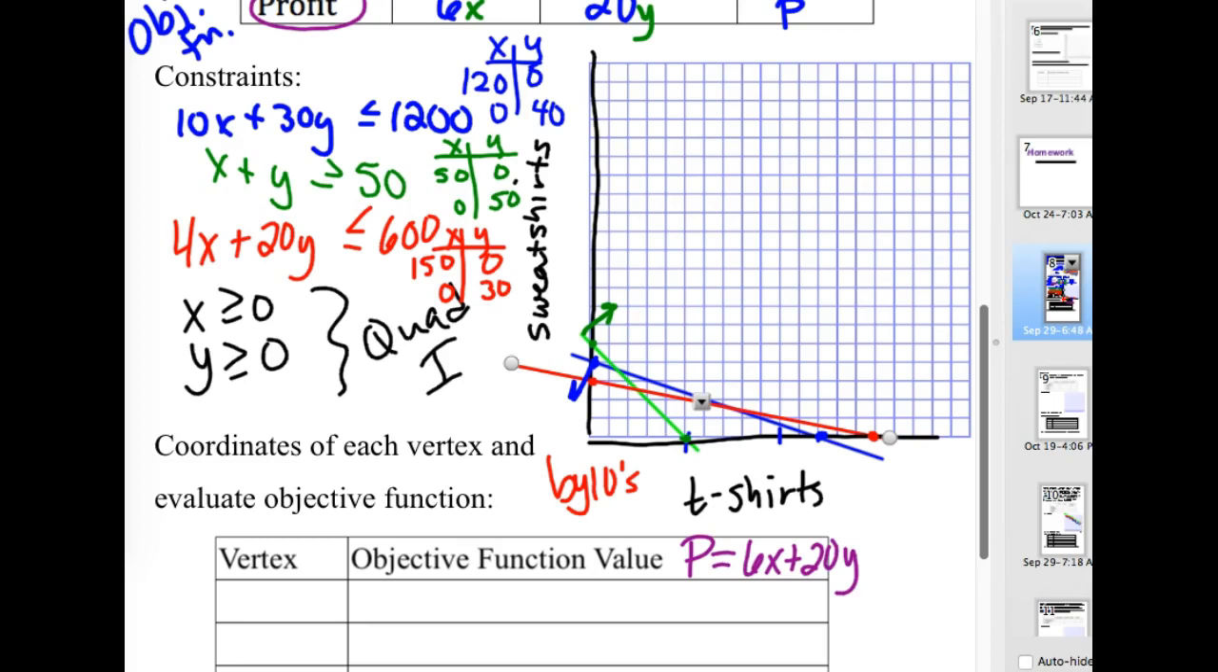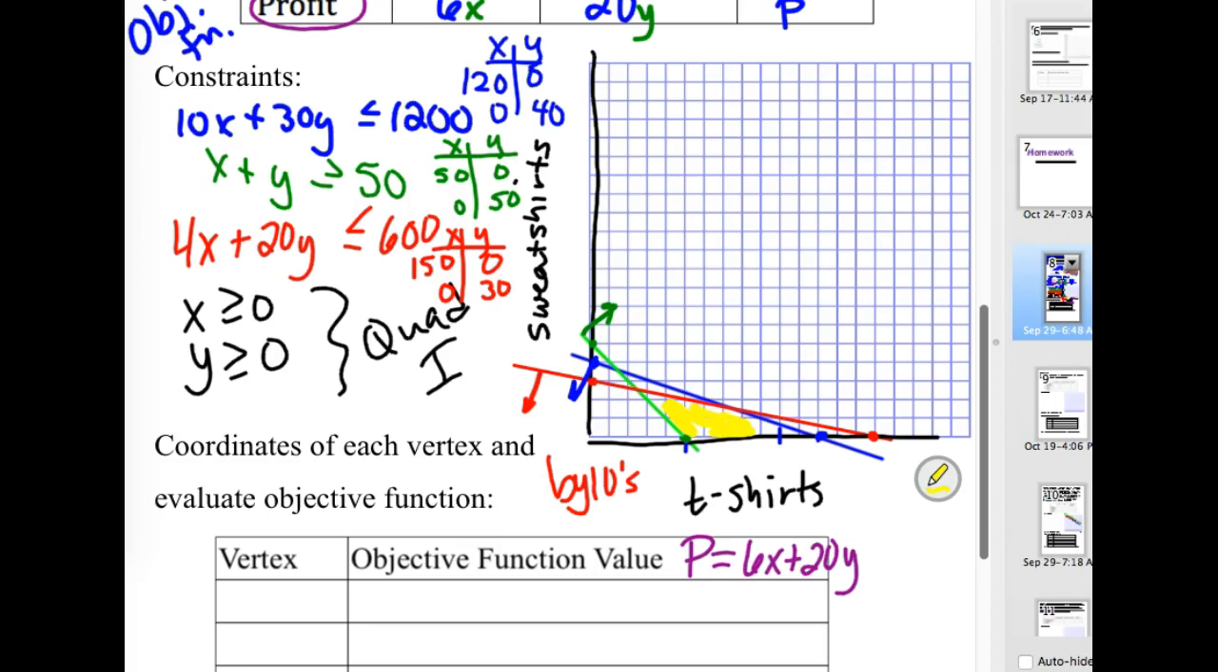All right. Shading above or below the red line? Does the origin work or not? Okay, so we're shading below. So we have to be in quadrant 1. We need to be underneath blue and red, but above green. So the shaded part that overlaps would be in this section in here. We good with that?